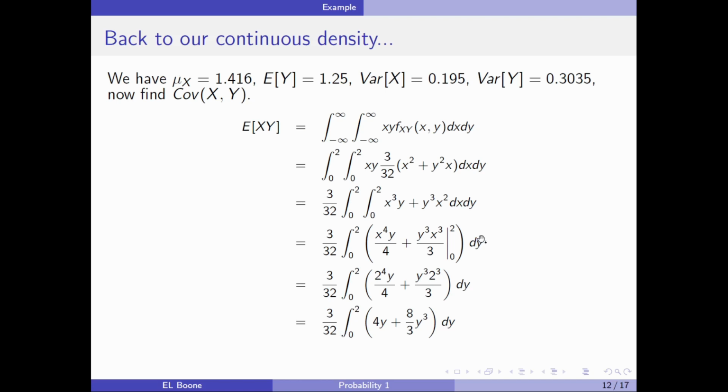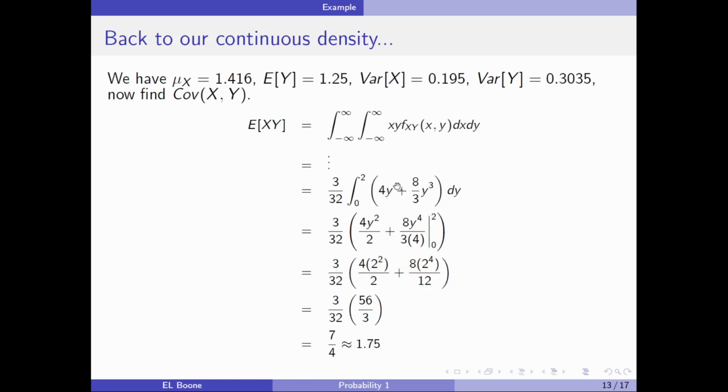Now I'm going to put in some dotted lines so that we can keep cranking here. So now that we've done that, we've got 3/32 from 0 to 2, 4y plus 8/3 y cubed, just what we had on the last one. We're going to integrate this. This becomes 4y squared over 2 plus 8y to the fourth over 3 times 4, evaluated at 0 and 2. When you plug all this in, you end up with 56/3, and then multiply that by 3/32, which becomes 7/4, or 1.75.